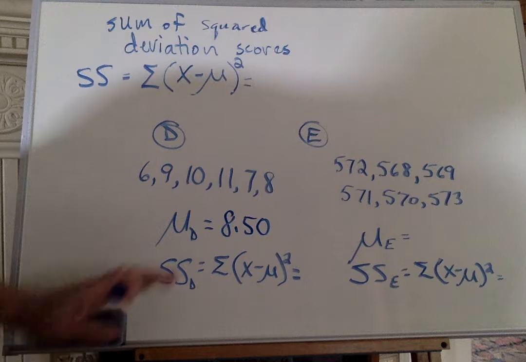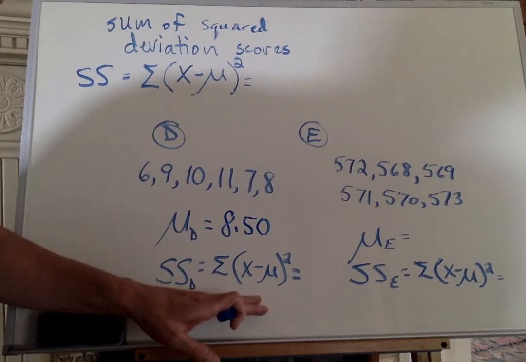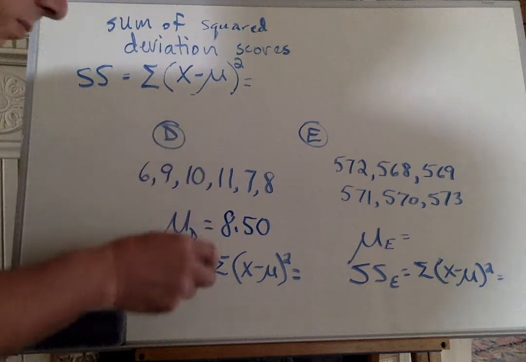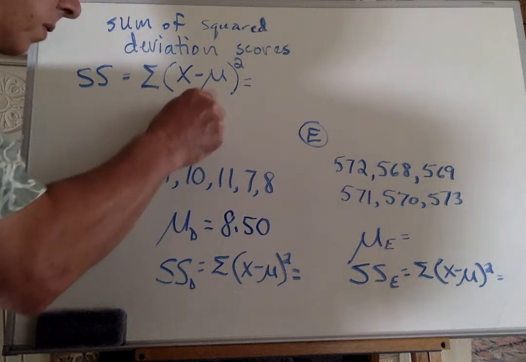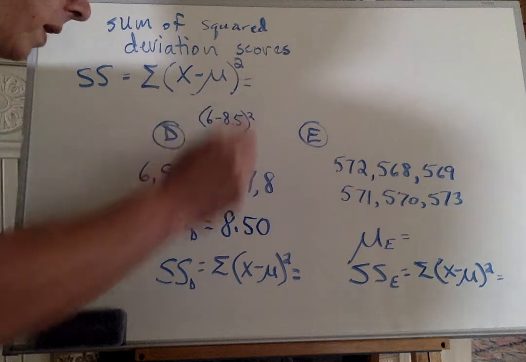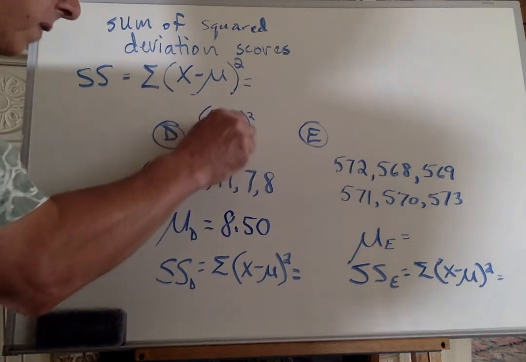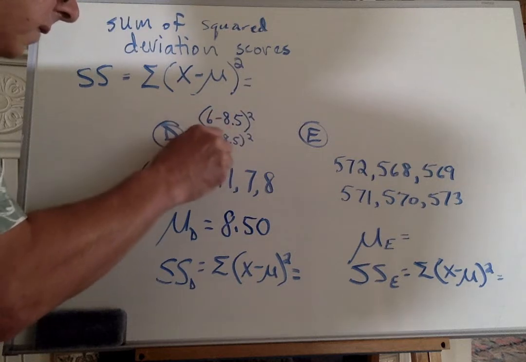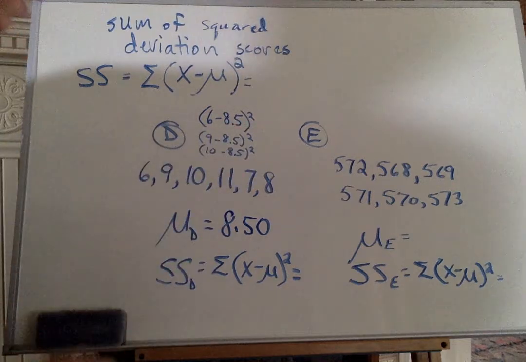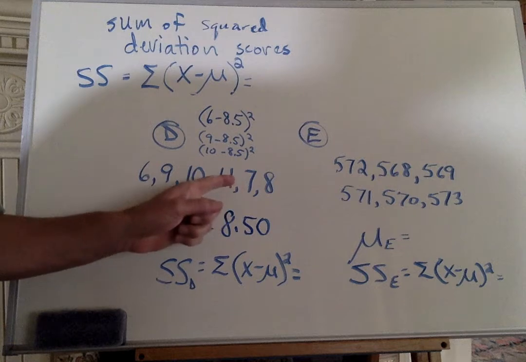Okay, so that's the first step. Then we're going to sort of unpack this formula. So what we're going to do here is take each number and subtract the mean from it. So here we go. 6 minus 8.5. We're going to square that. Okay, and then 9 minus 8.5, and we're going to square that. And 10 minus 8.5, and we're going to square that. And so on and so forth. Okay, we'll do this 6 times.